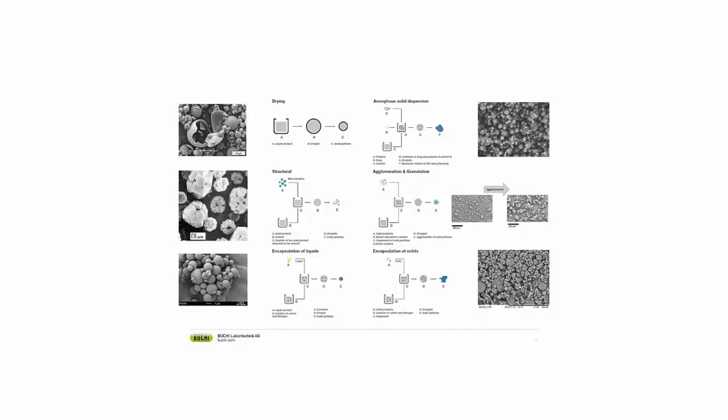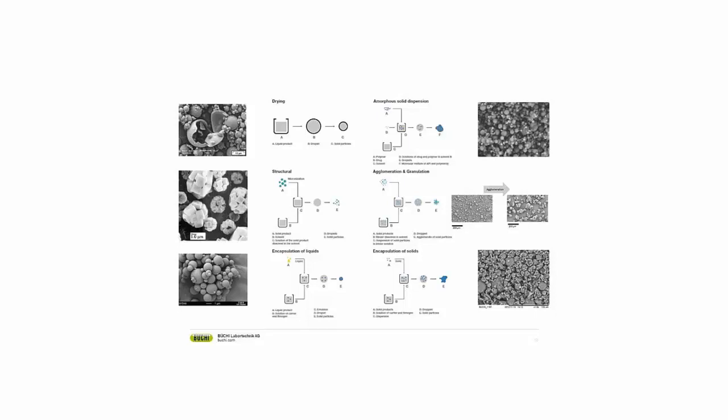So we could do simple drying. A good example would be coffee or milk powder. You have a liquid product, you put it into your spray dryer, you have a droplet of your product, and then you end up with solid particles. So that's just simple drying, like everybody knows.